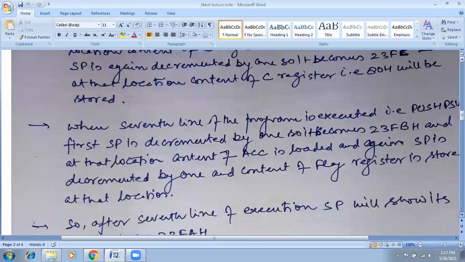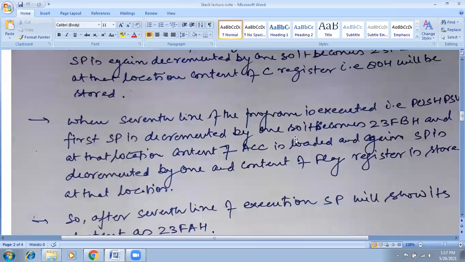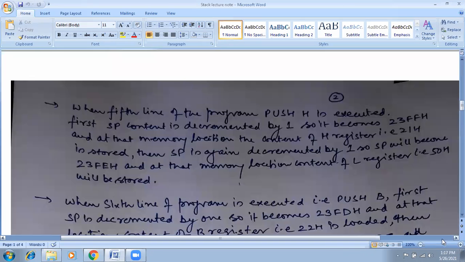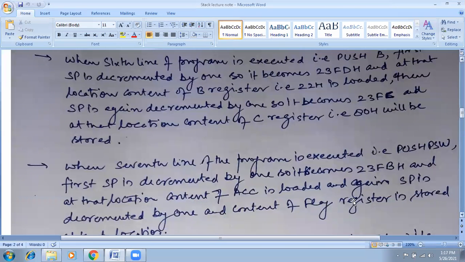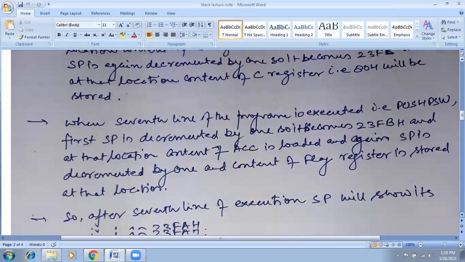When the seventh line of the program is executed, that is PUSH PSW, first of all, the stack pointer is decremented by 1 so that it will become 23FF. And at that location, the content of the accumulator is loaded. Again, the stack pointer is decremented by 1 and the content of the flag register is stored at the location.